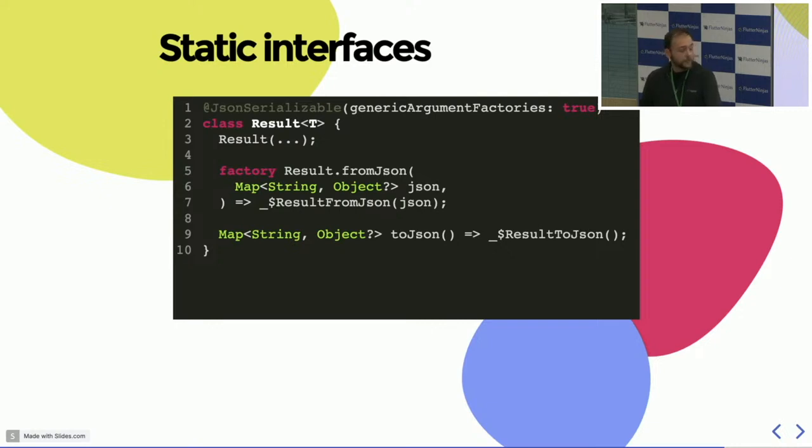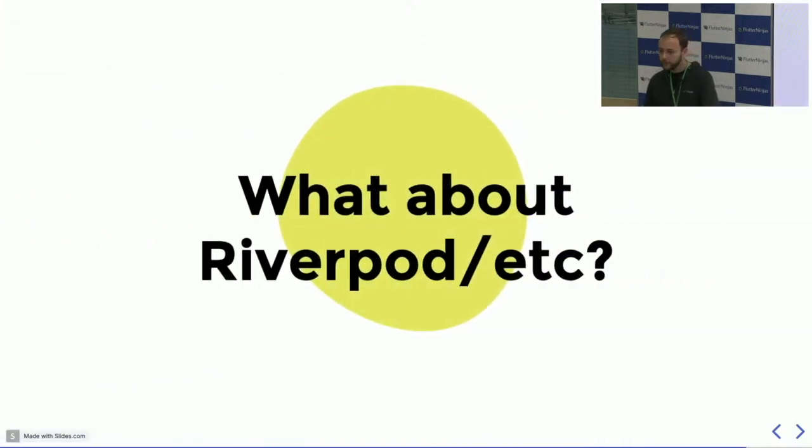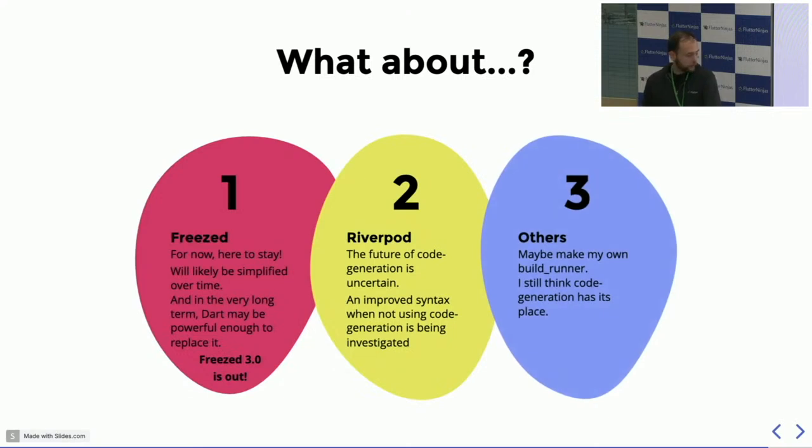Right, so that's about it for the Dart feature side. But then you might be wondering, what about my different packages? Because of course, I tend to use code generation in quite a few of my packages. I like it, to be honest. What about Freezed, for example?